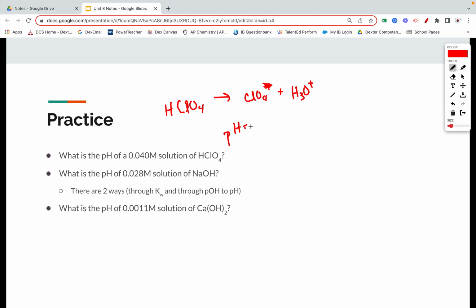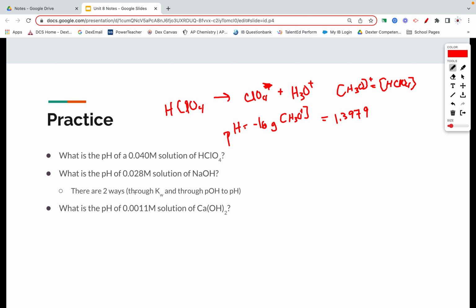pH is equal to the negative log of H3O plus. And we know the concentration of H3O plus is equal to the concentration of HClO4. So we can just say the negative log of 0.04 is going to be 1.3979. Strong because it's close to 1.